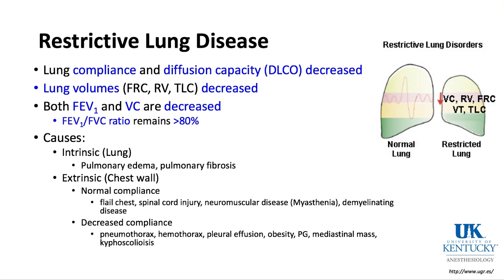And causes of this are things like pulmonary edema and pulmonary fibrosis that are intrinsic to the lung. It can be a chest wall problem like neuromuscular diseases and flail chest and spinal cord injury. It can be a decreased compliance of the chest wall, or the chest itself, with obesity, pleural effusions, pregnancy, mediastinal masses, and spine issues like kyphoscoliosis.